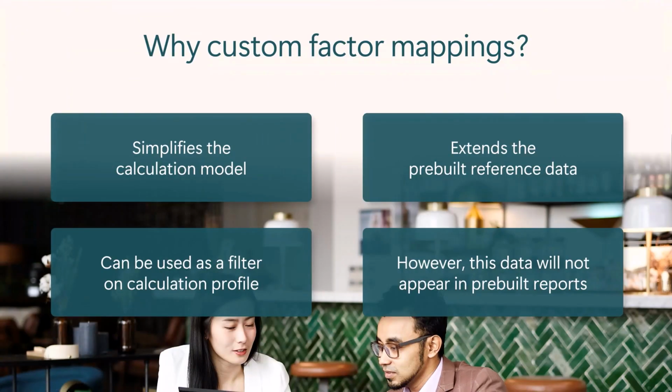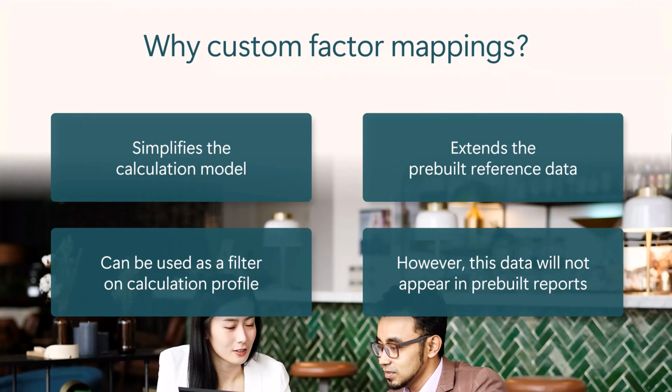As you saw in the demo, Contoso Coffee Roaster streamlined its calculation model by enhancing the out-of-the-box reference dataset. They incorporated the roaster model into the factor mappings and then linked it to the stationary combustion activities. This approach not only simplified the calculation process, but also ensured that emission calculations remain accurate based on standardized data.